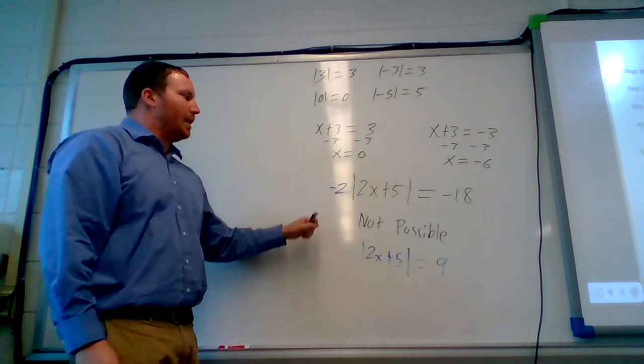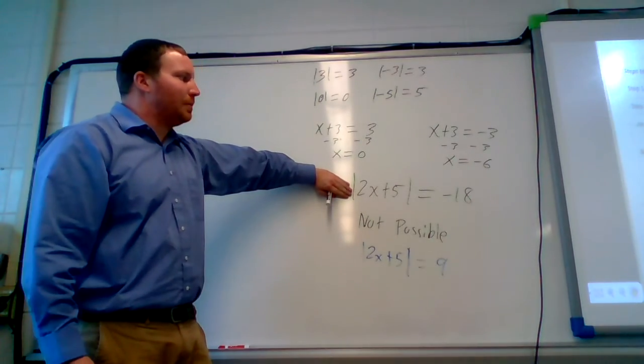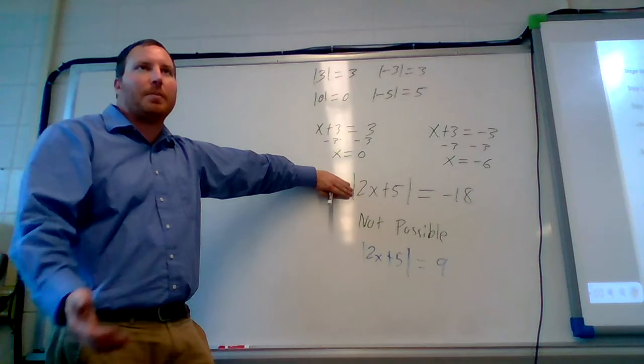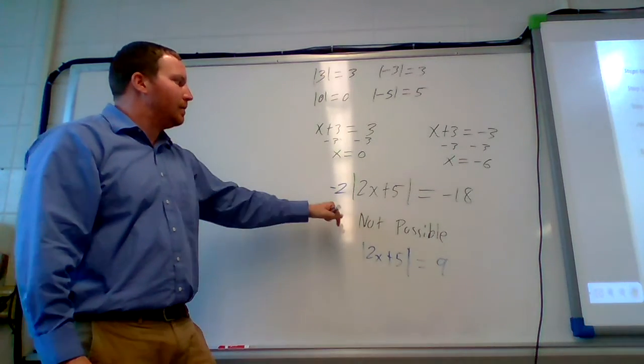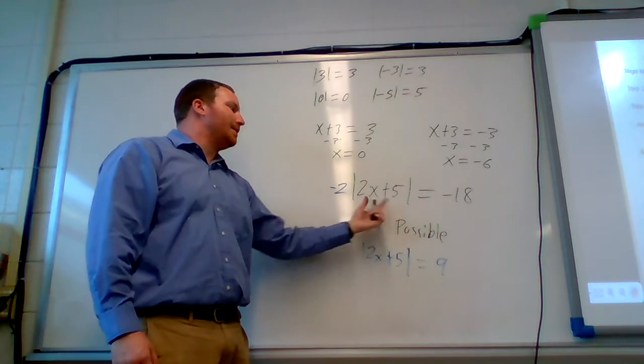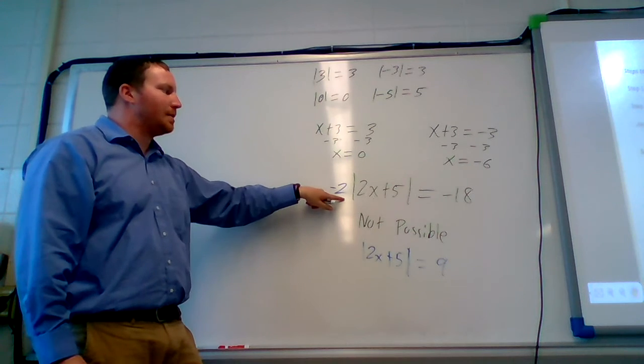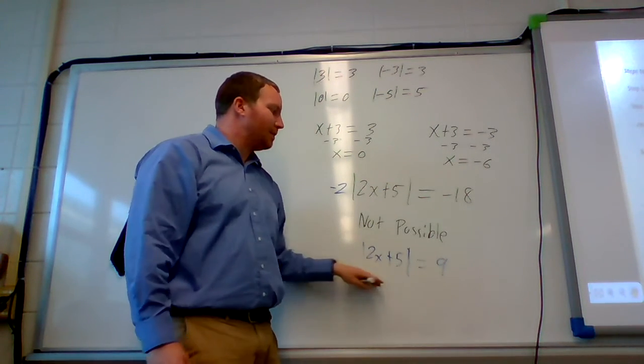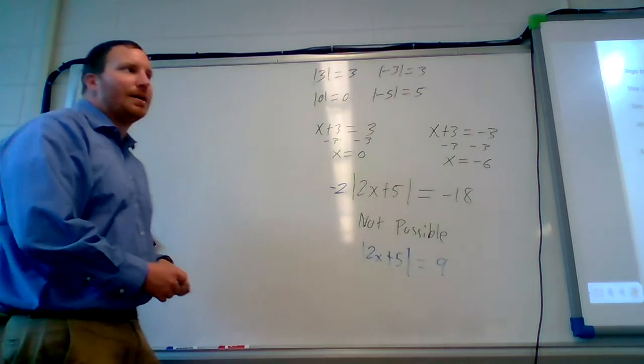So again, if you have an absolute value equal to a negative, you can stop right there. You don't have to solve. It's just not possible. But if you haven't isolated it yet, and you have that negative multiplication or division out front, we need to change and isolate it, because you may end up with a positive answer.